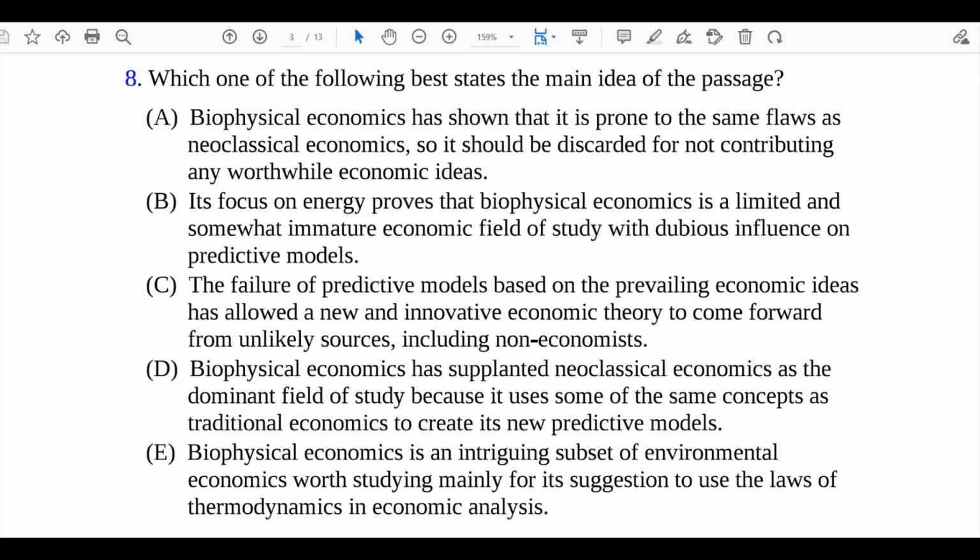And lastly, answer E cannot be your answer because the passage states that biophysical economics is a break from even environmental economics. So even though it is somewhat related by its concern for natural resources, it's not a subset of environmental economics. Therefore, the correct choice is answer C. Once again.